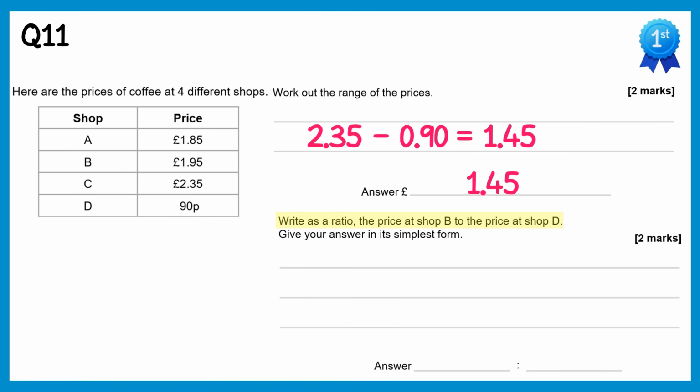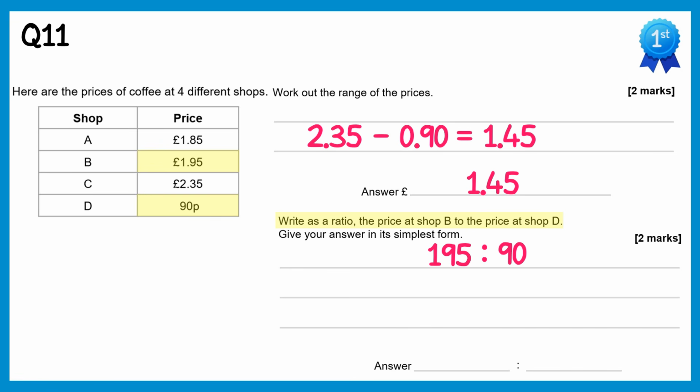For the second part, we need to write down a ratio. It's the ratio of the price at shop B to the price at shop D. So at shop B it's £1.95, and at shop D it's 90 pence. So I'm going to write this ratio down, but I'm going to convert the £1.95 into pence. So it's 195 pence to 90 pence.